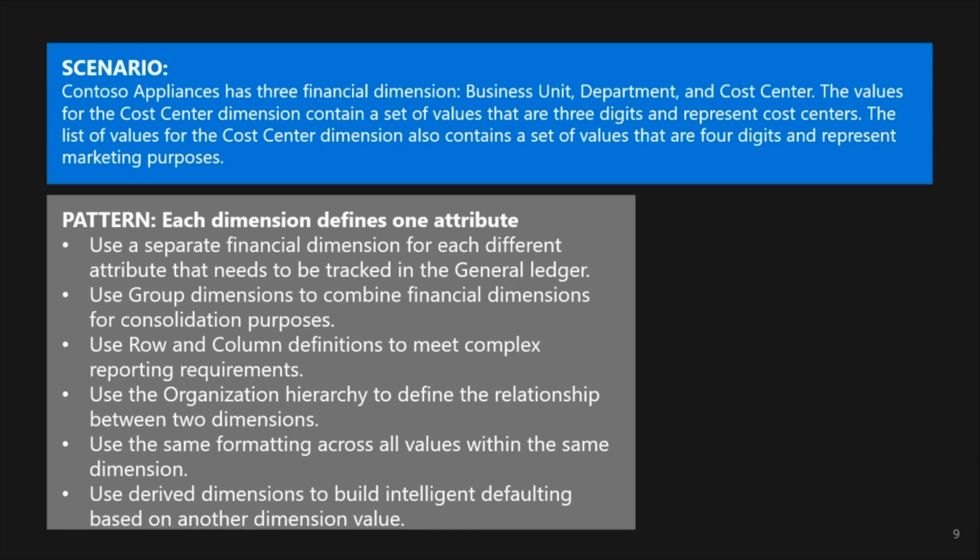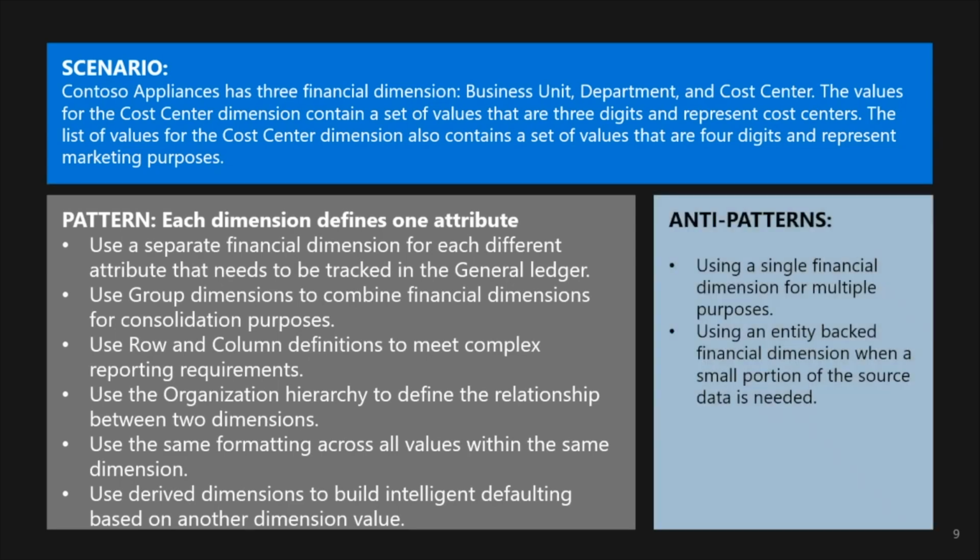So, the last one is about those derived dimensions, to build that intelligent defaulting based on another dimension value. We talked about those derived dimensions in our last scenario, but it gives you another opportunity to be a little bit smarter and build intelligence in there.